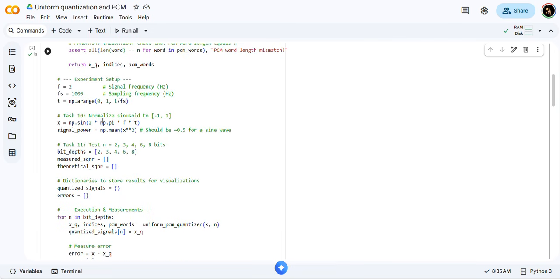You generate a 2 Hz sine wave sampled at 1000 Hz. Because the amplitude goes from -1 to 1, the theoretical signal power of a pure sine wave is exactly 0.5, or A squared by 2 where A equals 1. The code runs the quantizer for 2, 3, 4, 6, and 8 bits. For each run, it calculates the mean square error (MSE), which is the average power of the quantization noise, the gap between the smooth curve and the stairs.